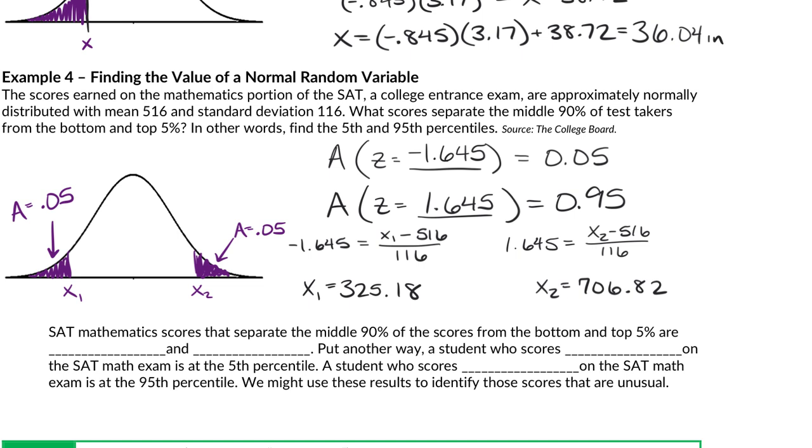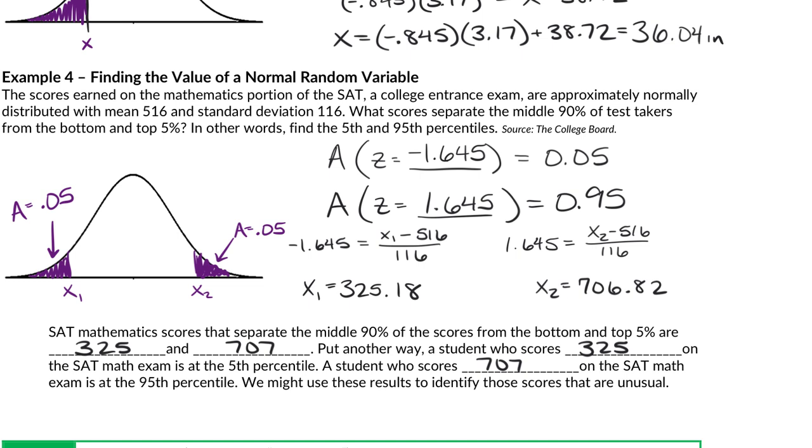So our conclusion is this. The SAT mathematics scores that separate the middle 90% of the scores from the bottom and top 5% are 325 and 707. SAT scores are not rounded to decimals, so we rounded to the nearest whole number. Put another way, a student who scores 325 on the SAT math exam is in the 5th percentile. A student who scores 707 on the math SAT is in the 95th percentile.